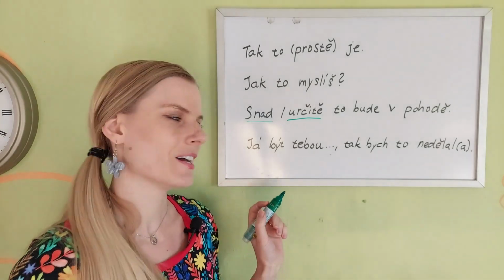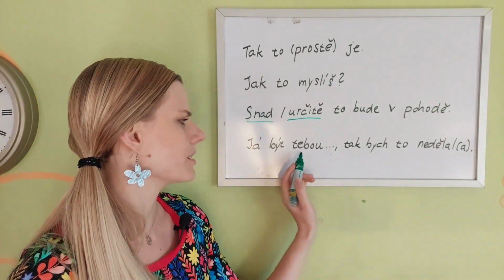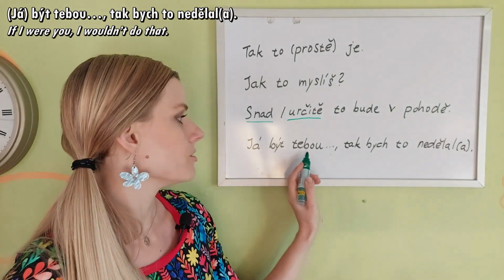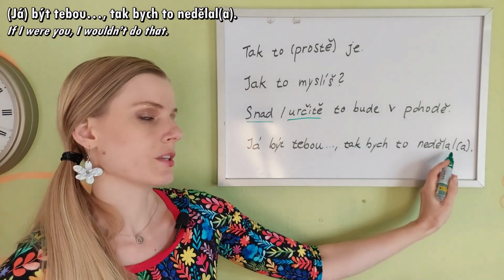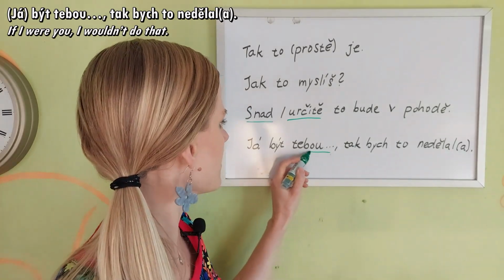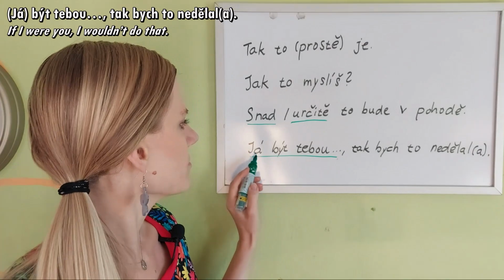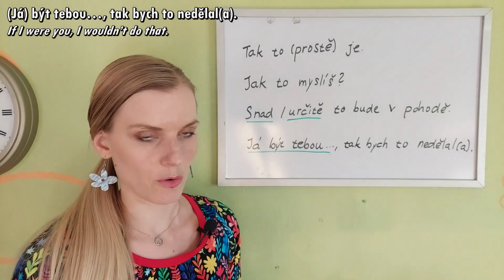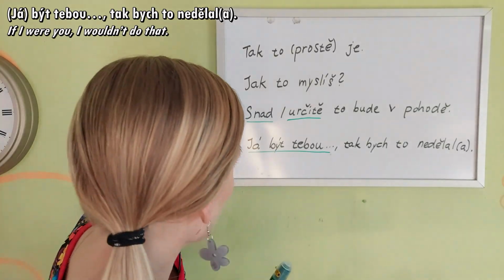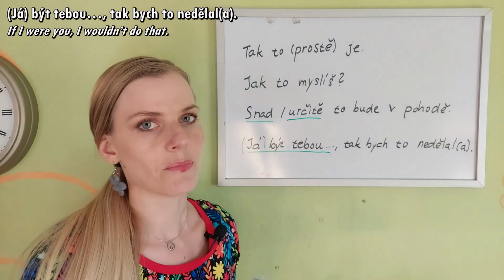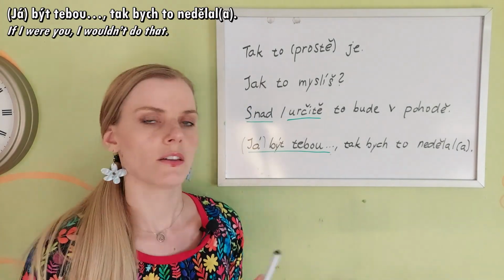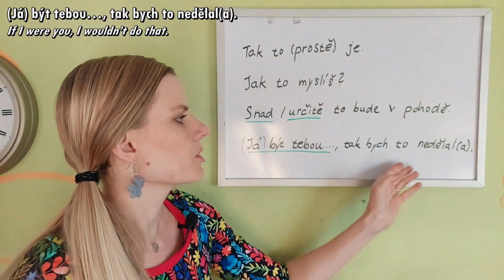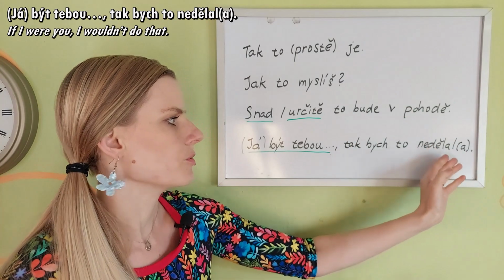Give a piece of advice and say, já být tebou, tak bych to nedělala. If I were you, I wouldn't do it. This first part is really interesting. If I were you, já být tebou, we can also leave out the first part. We can also say být tebou. Být tebou, if I were you. And then you can have something else after. Tak bych to nedělala. I wouldn't do it.